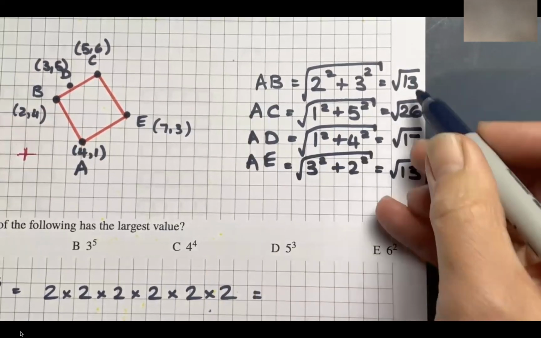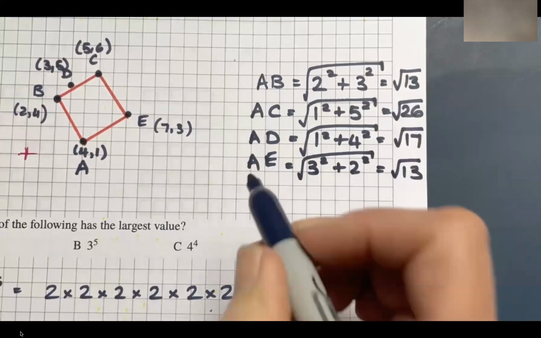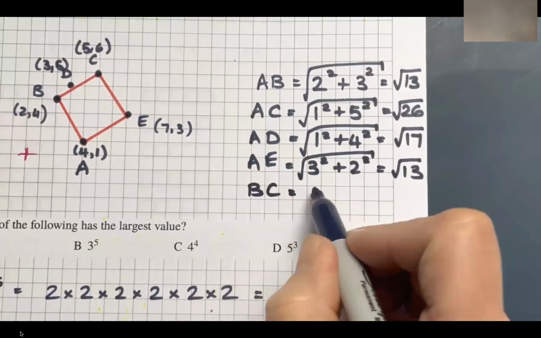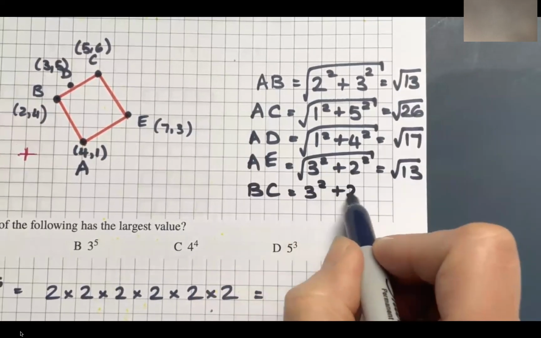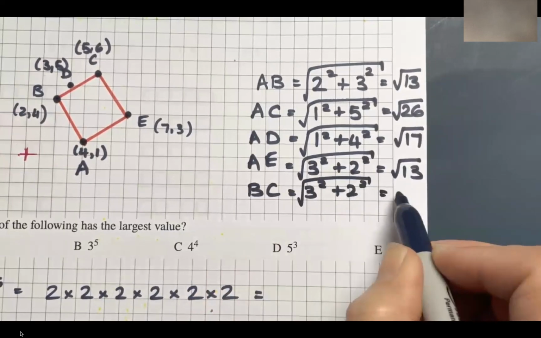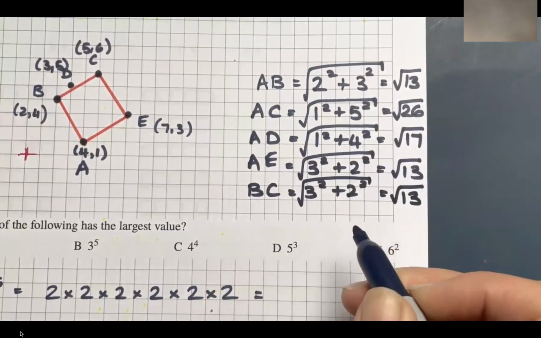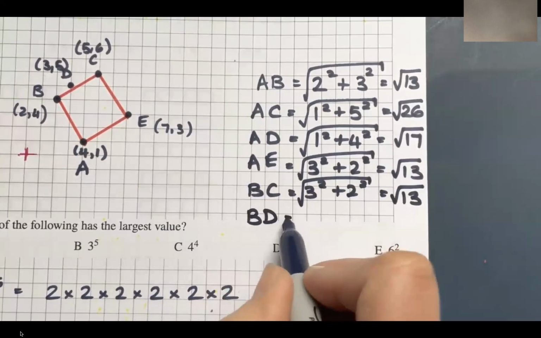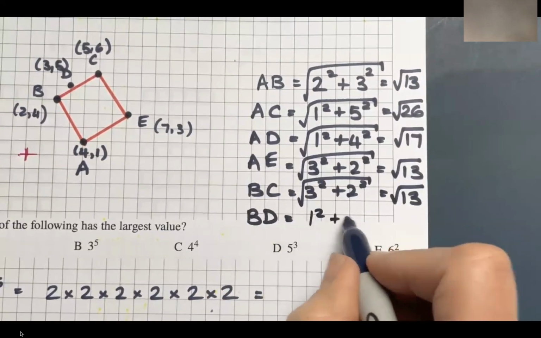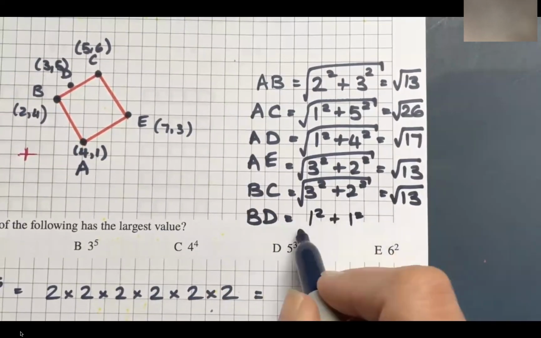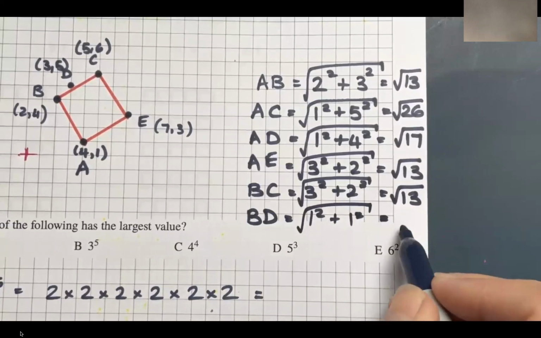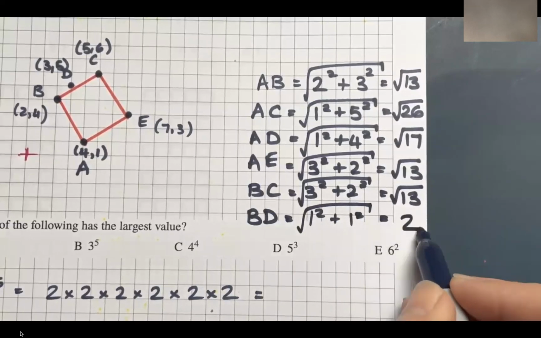So I can see now I've got a pattern developing. I need to keep going. BC, again, would be 3 squared plus 2 squared. That's giving me my root 13. And then if I just do one more, 1 squared plus 1 squared in this case is just going to give me the square root of 4, which is 2.